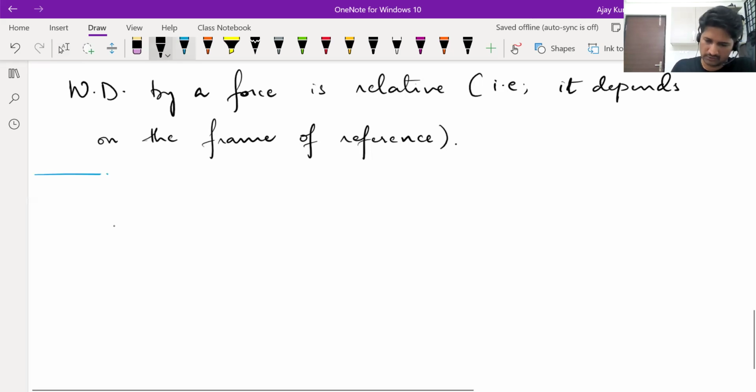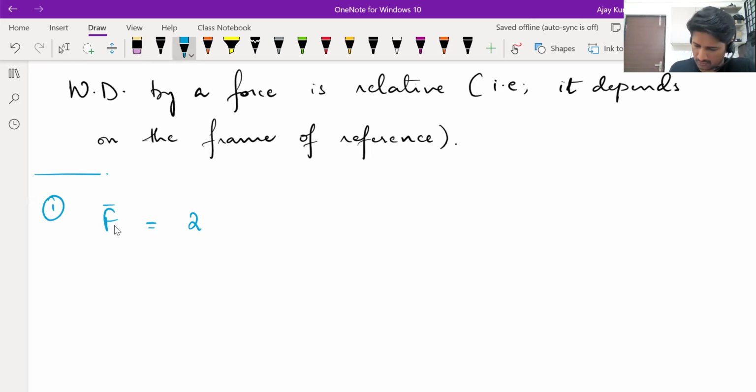Suppose there is a force F equal to 2x i cap, in newtons. So based on the x coordinate of the object, the force changes. Okay, so F is equal to 2x i cap.